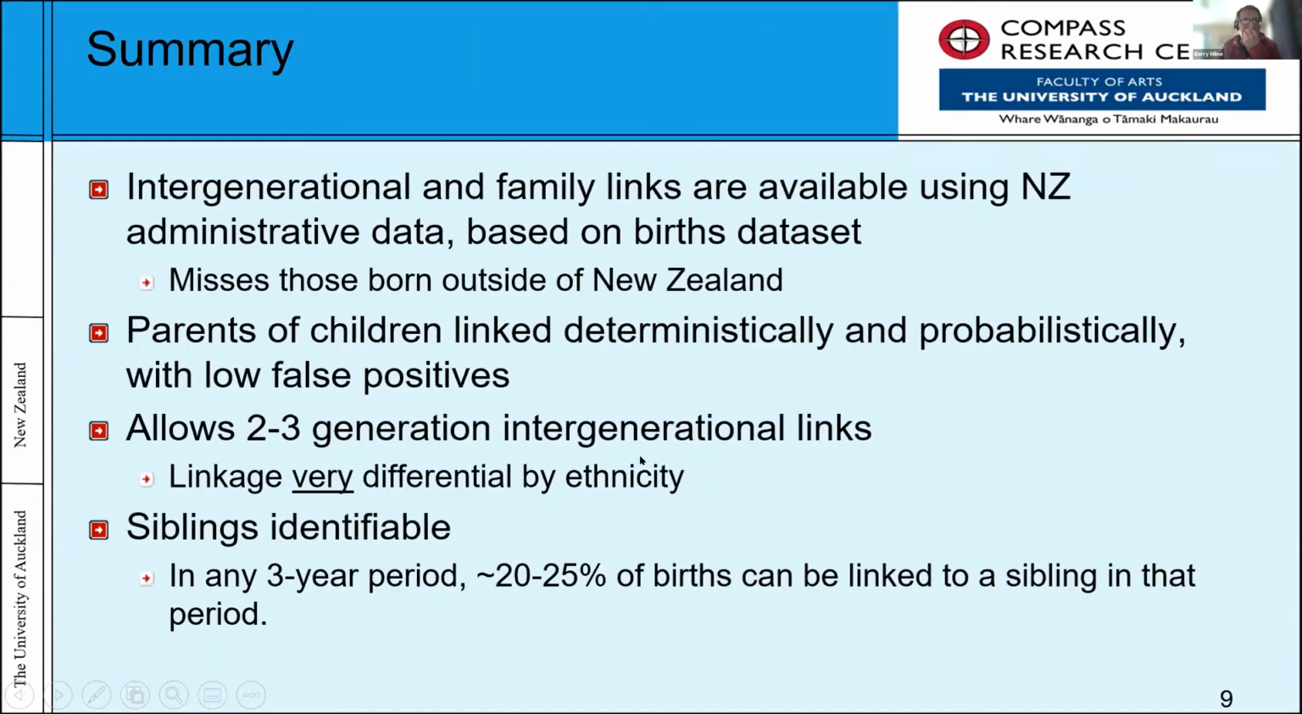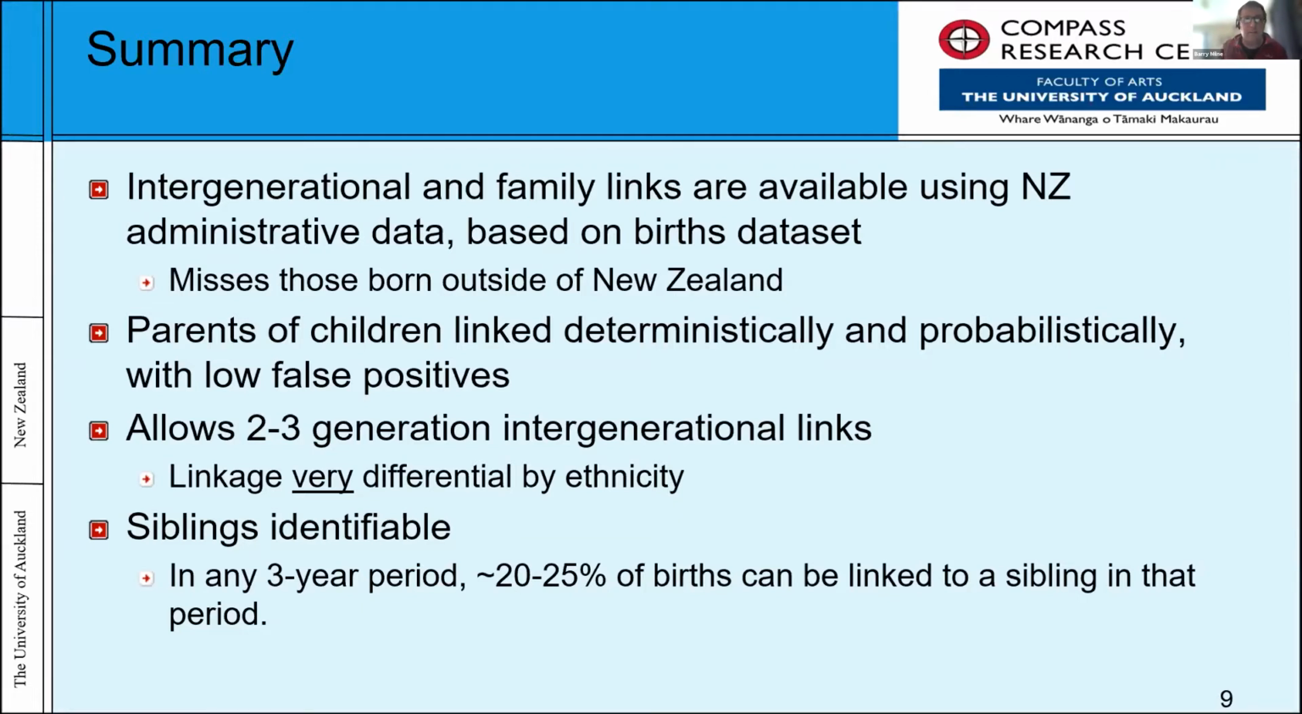Okay, so just to summarize this, with the integrated data infrastructure, intergenerational and family links are available using administrative data, and it's based on the births data set. Because of that, it misses people outside of New Zealand. Parents and children are linked deterministically and probabilistically at a sort of 40-60 ratio with low rates of false positives. It does allow, at least for the most recently born cohorts, the generation of intergenerational links, but the linkage will be differential by ethnicity and other factors as well.